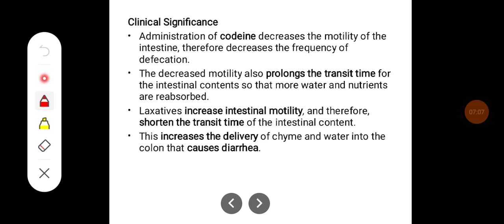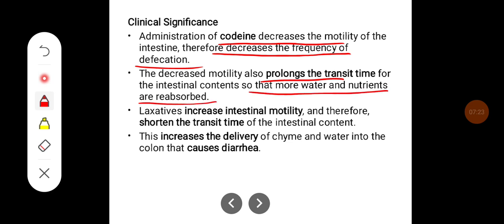Clinical significance. Administration of codeine decreases the motility of the intestine, therefore decreases the frequency of defecation. The decreased motility also prolongs the transit time for intestinal contents so that more water and nutrients are reabsorbed. Laxatives increase intestinal motility and therefore shorten the transit time of the intestinal content. This increases the delivery of chyme and water into the colon, which causes diarrhea.